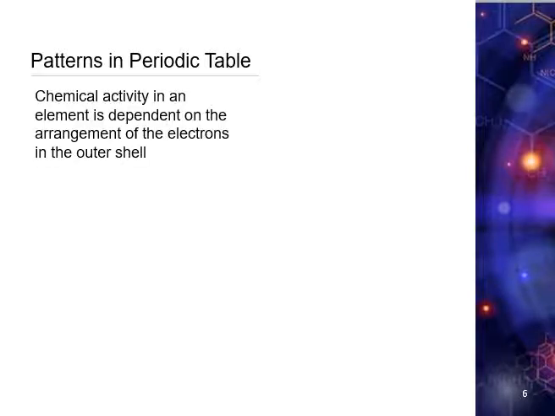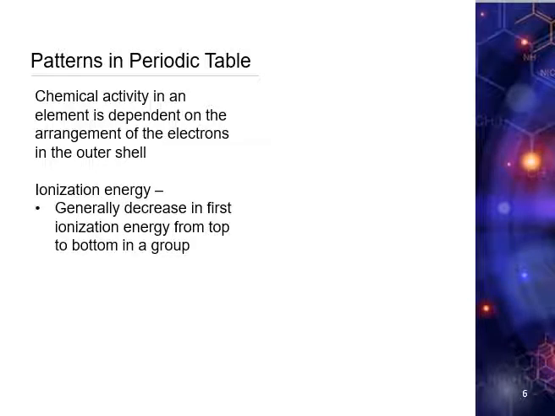Chemical activity in an element is dependent on the arrangement of the electrons in the outer shell. Ionization energy is the amount of energy it takes to remove an electron from an atom during a chemical reaction. Generally, it takes less energy from top to bottom in a group because the elements at the bottom of the group have their electrons further from the nucleus, and those electrons are held less tightly.